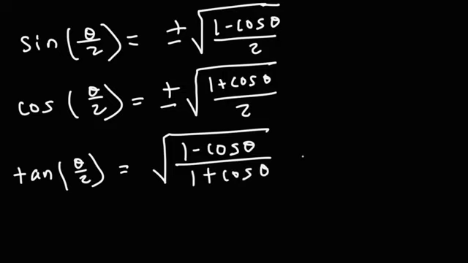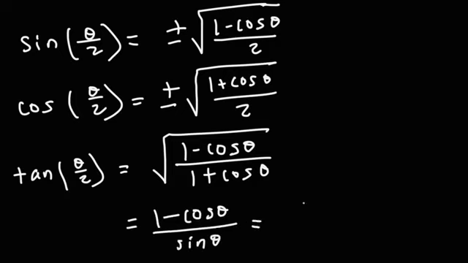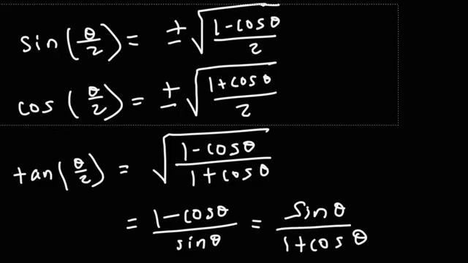Now tangent theta over 2 has other forms as well. It's also equal to 1 minus cosine theta over sine theta, and it's also equal to sine theta over 1 plus cosine theta. And you could derive those other forms from the first one.